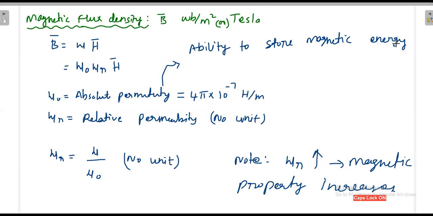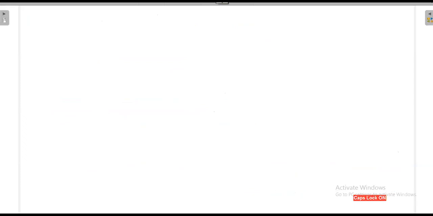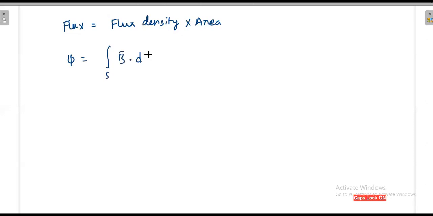Then what is the relation between the magnetic flux density and the total flux? In general, flux is equal to flux density into area. For a regular shape, you can use this formula. If the shape is irregular, the total flux is equal to the surface integral of B dot dS. For an irregular surface, you have to use this formula.